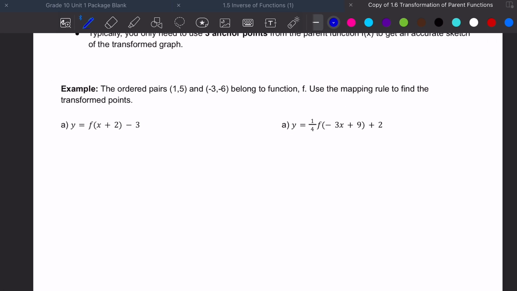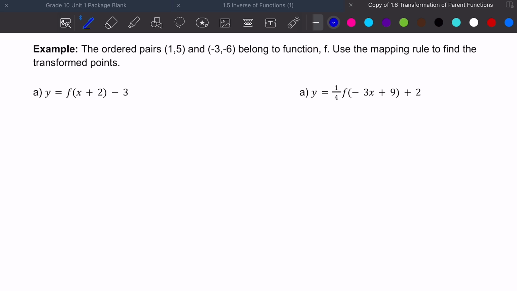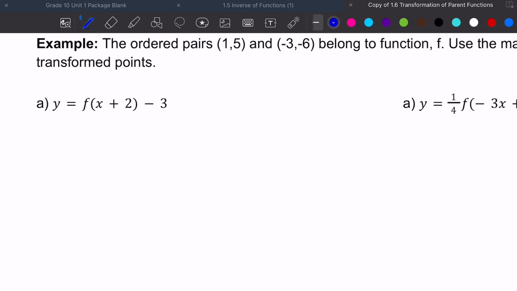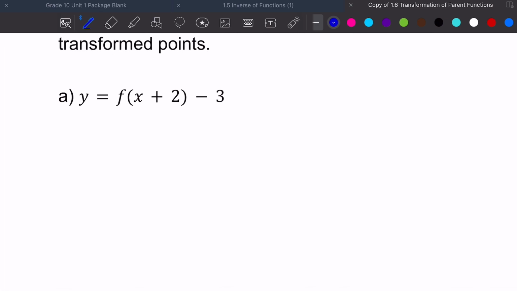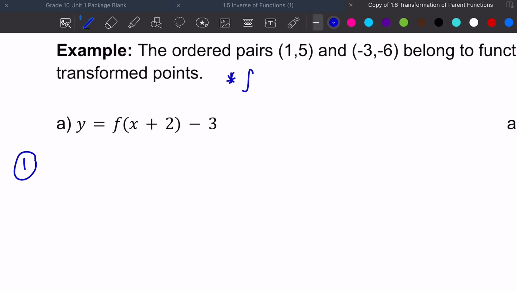For example, it's telling us that these points, (1, 5) and (-3, -6), are on a function. Now we're gonna use the mapping rule to find where those transformed points map to on this new transformed function. First, I need to figure out what my A, K, D, and C are to build my mapping rule. I'll write the general notation as a reference: f(x) = A f(K(x - D)) + C.